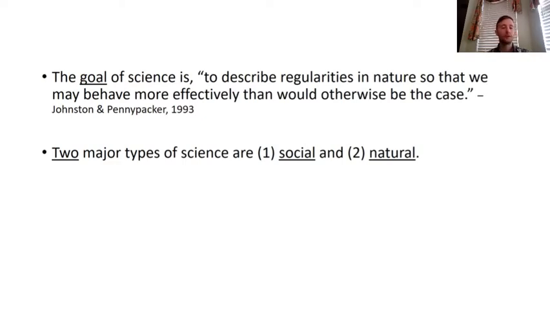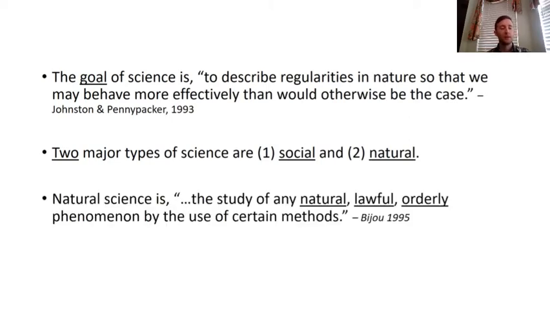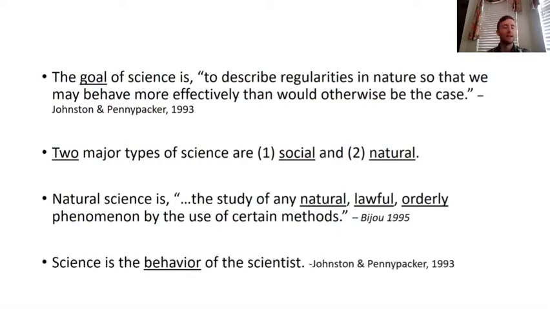So behavior analysis is a natural science, and so it has much more in common with chemistry, physics, and biology than it does the social sciences, psychology, sociology, and political science. Natural science is the study of any natural, lawful, orderly phenomenon by the use of certain methods. That's from Bijou in 1995. And here we're also going to consider science as the behavior of the scientist, based on Johnson and Pennypacker 1993. So science is something that scientists do.